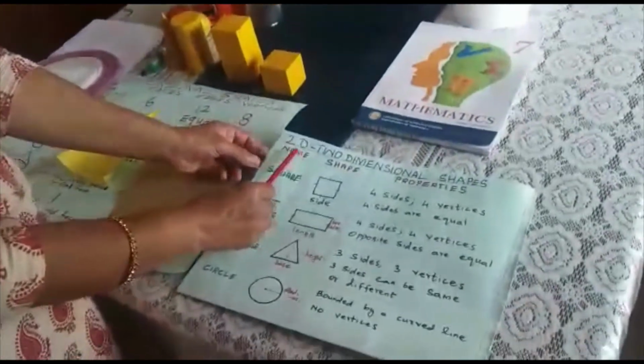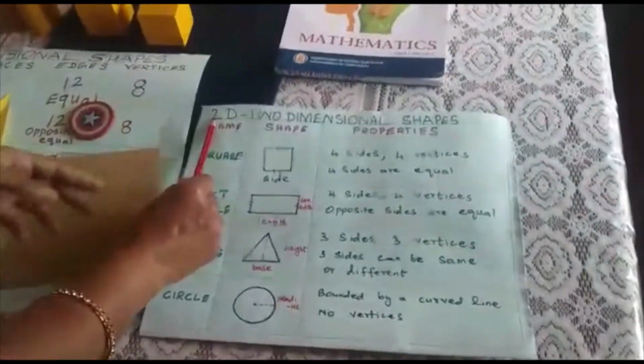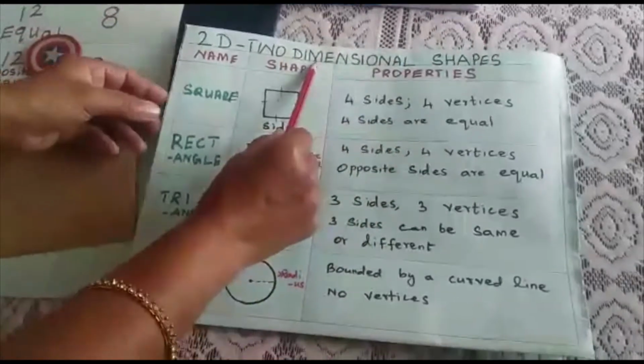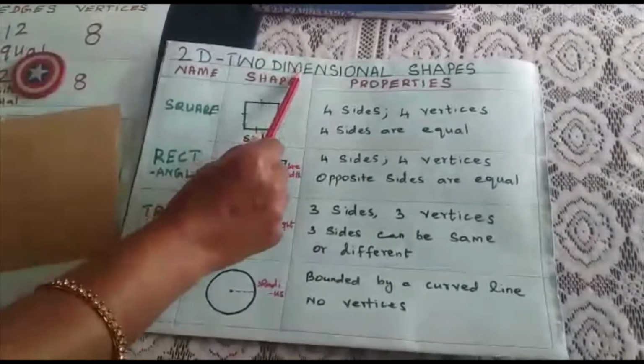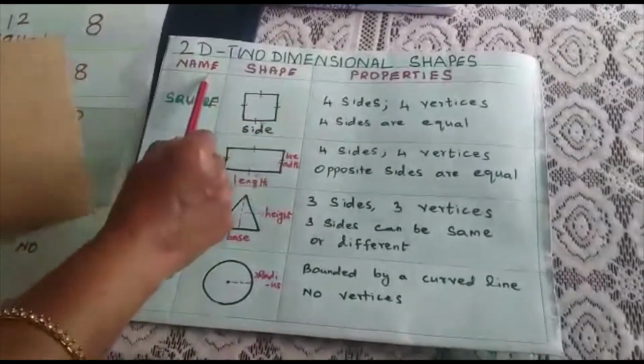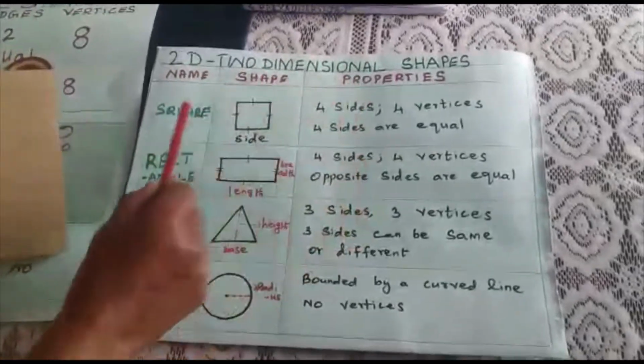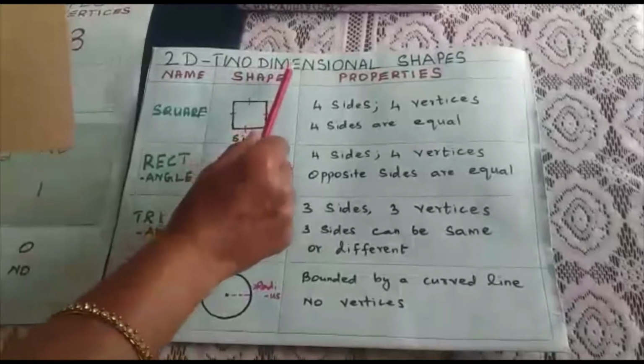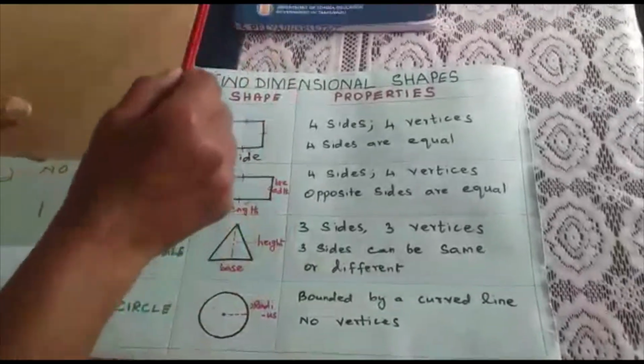That is 2D shapes. What is 2D? 2 means the number 2 and D for dimensions. What do you mean by dimensions? The dimensions are nothing but the measures. For example, the basic two-dimensional shapes are square, rectangle, triangle and circle. So let us see the meaning of dimension. Dimension means nothing but the measures.